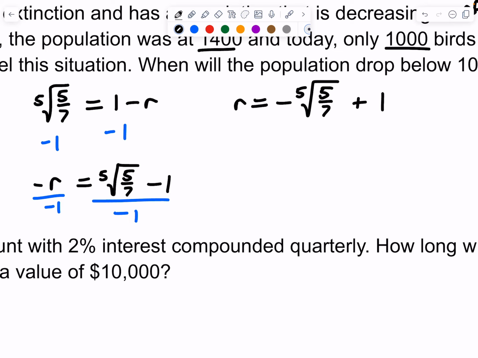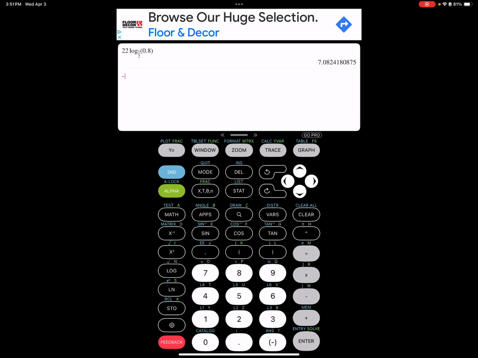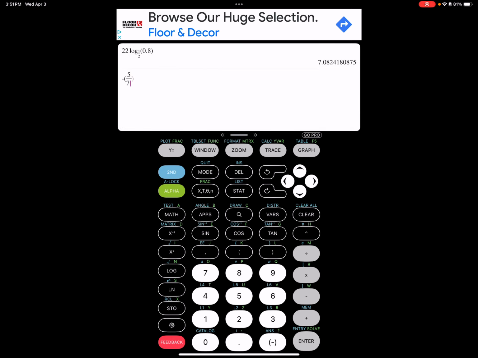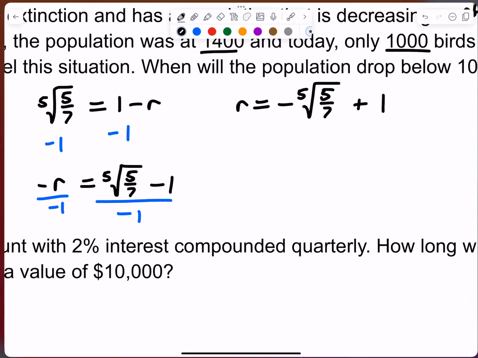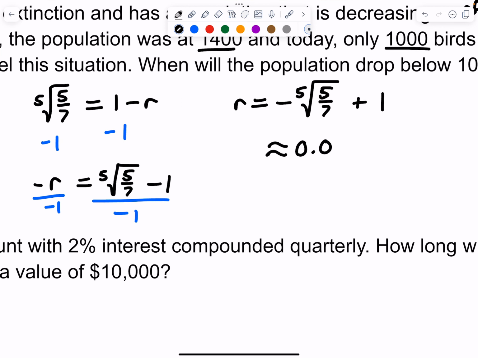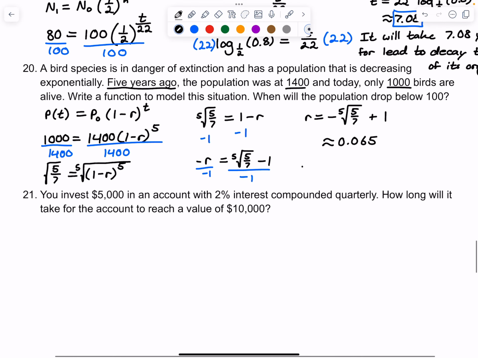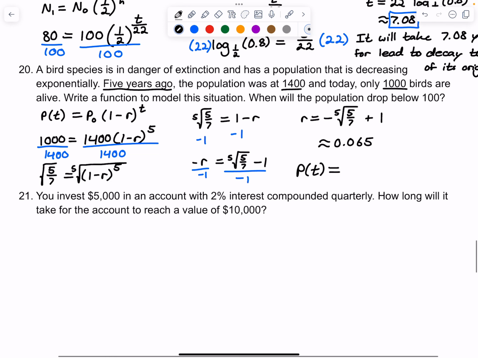So this I'm going to solve in my calculator. Negative fifth root. Just for convenience, I'm going to put it in as to the power 1/5. So we've got 5 over 7, and then fifth root means to the power 1/5. So there's the negative fifth root of 5 over 7, plus 1. And I get 0.065. So r is approximately 0.065.